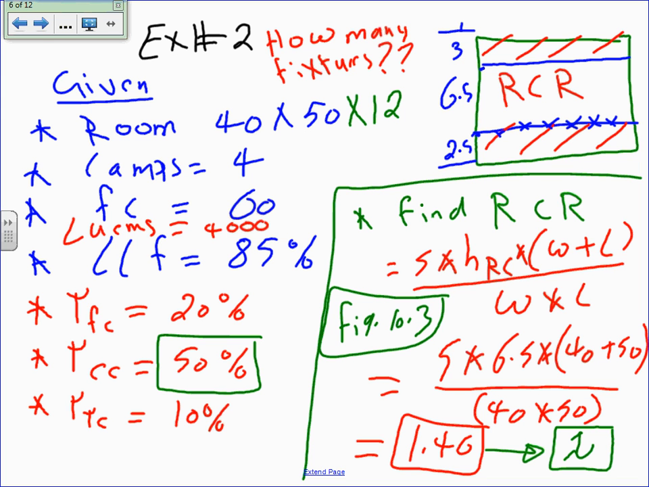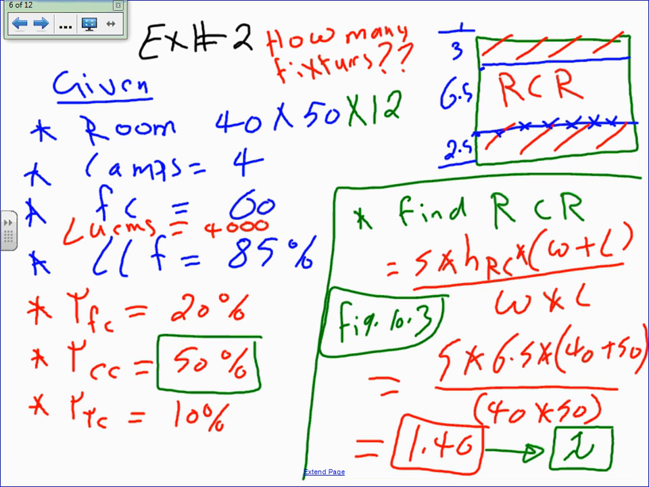You still need to see what type of paint you are painting the ceiling, the floor, and the walls. I'm telling you that my floor is 20%, so it's a dark floor. Not a whole lot can be reflected from the floor though. Ceiling 50, so it's somewhere in between dark and light ceiling. And my walls are 10%. So they are dark. Okay? Any question about what's given?